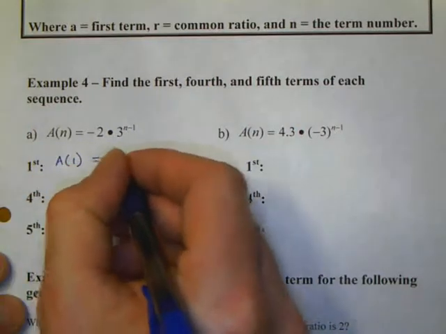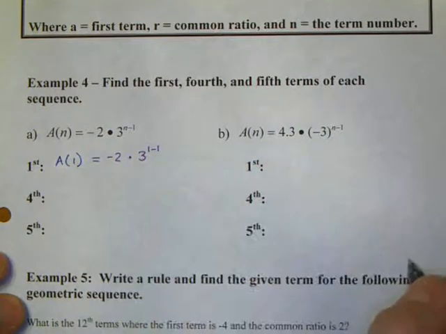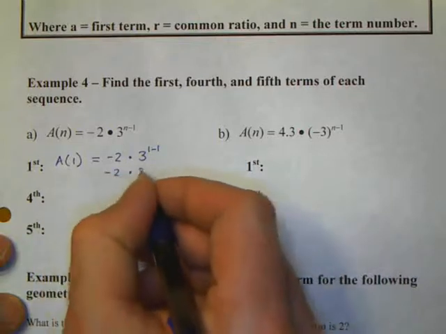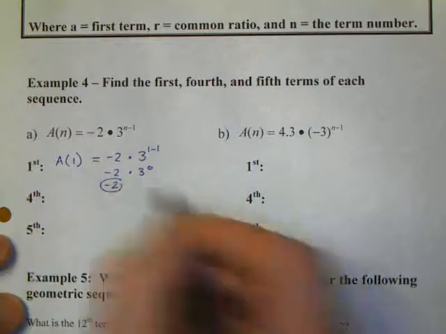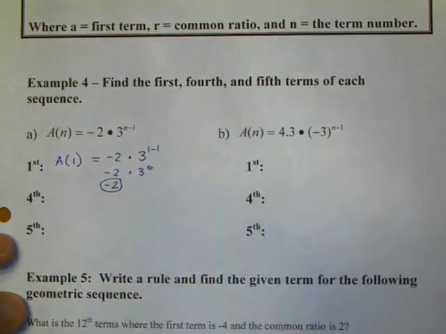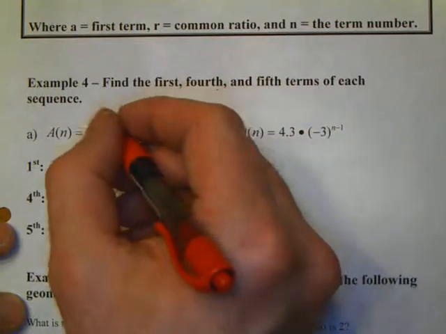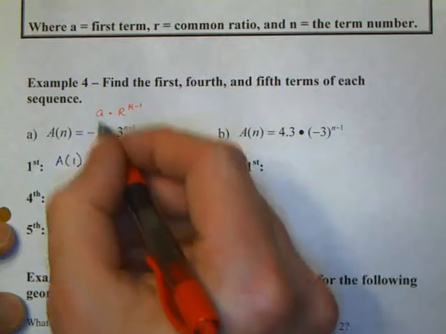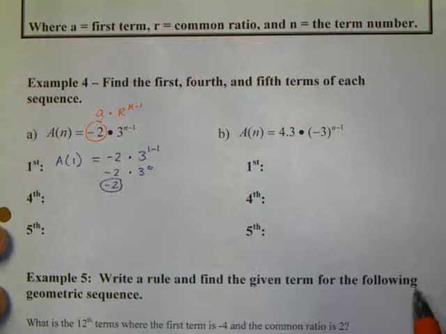We're asked to find 3 different things for our problem here. First, we're asked to find the first term. Now there's 2 ways to do that. We can plug in the number 1 for n. So negative 2 times 3 to the 1 minus 1. Well, from our rules of exponents, we know that 1 minus 1 is 0. So anything to the 0 power is 1, and so our answer is negative 2. So the first term is negative 2.